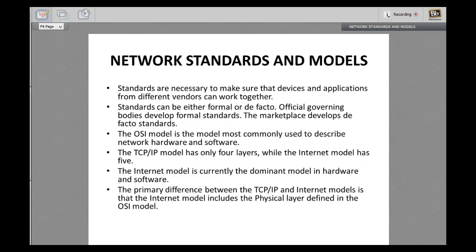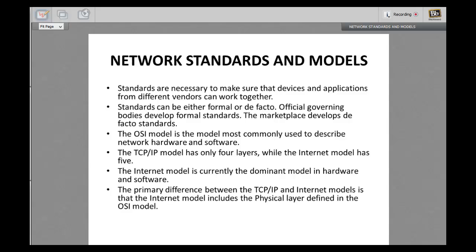We go to chapter 2, which is about the network standards and models. For your preparation for the exam, you should go into each of the sections inside the chapter. Don't just read some of the parts and leave the other parts. Know exactly what each chapter has inside it.